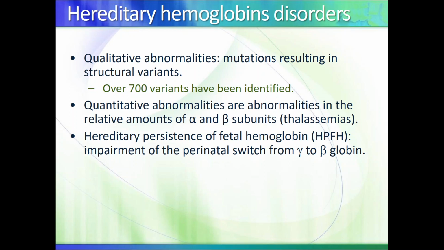Then we have a third condition, known as hereditary persistence of fetal hemoglobin, whereby there is no switch from gamma to beta. Rather, what you have here is continuation of the production of the fetal globin.